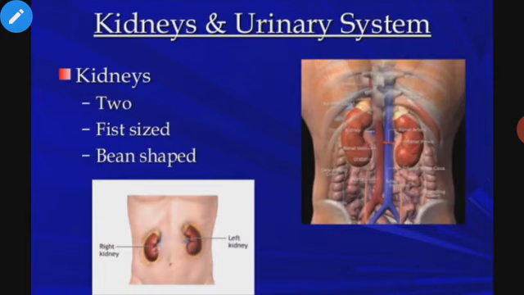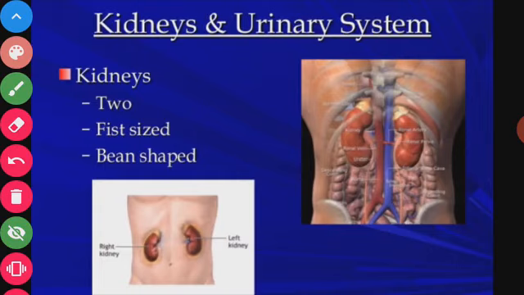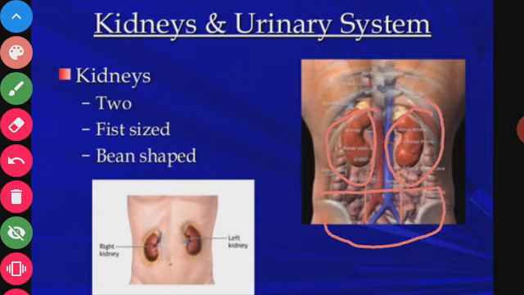They are located on either side of the vertebral column, just above the waist. These kidneys are present just above the waist.